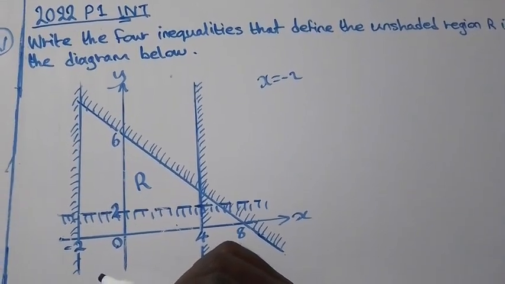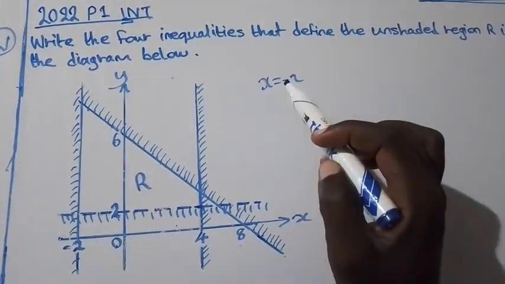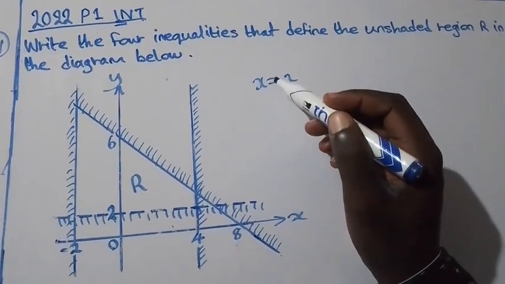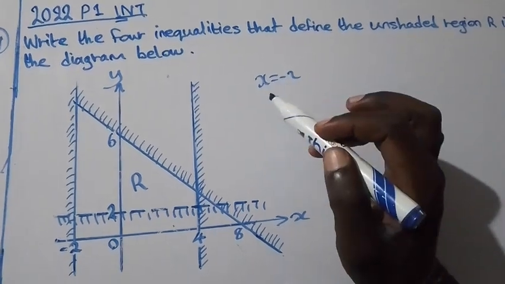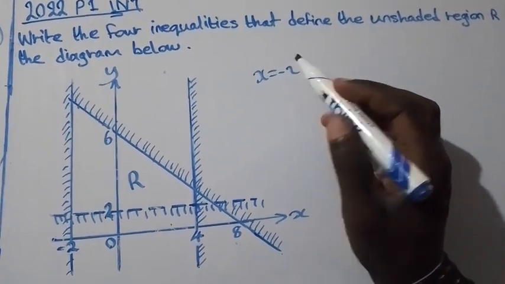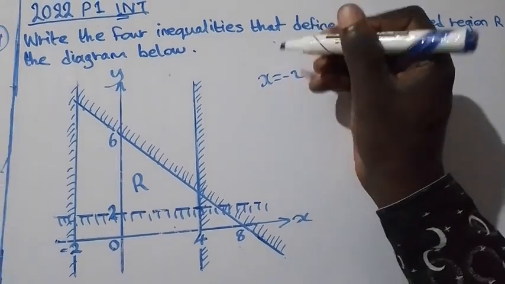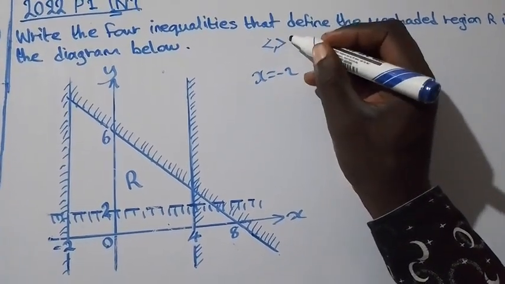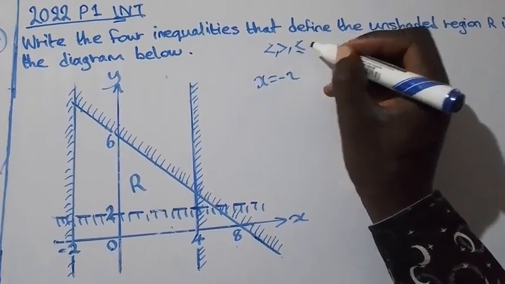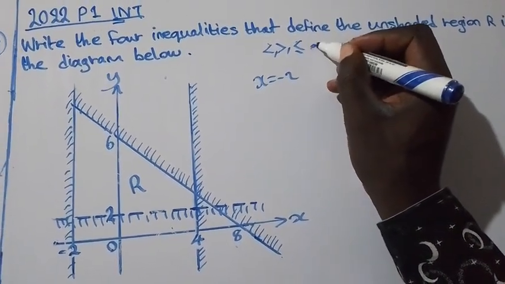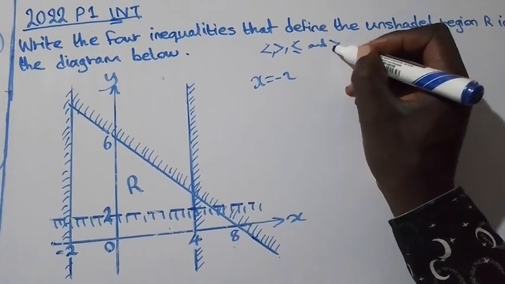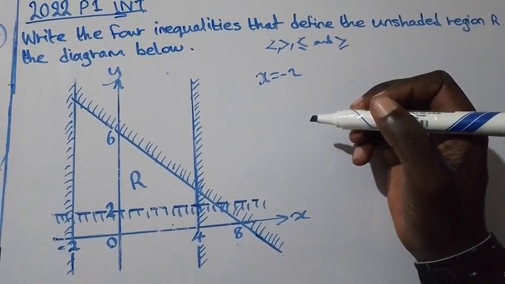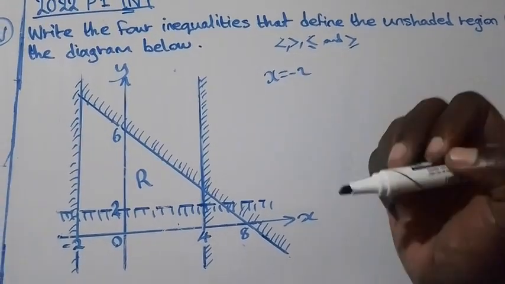Now, we are looking for inequalities, not equations. So we have to remove the equal sign and replace it with the recommended symbol: less than, greater than, less than or equal to, and greater than or equal to. So how can we tell the symbol we are going to use here?